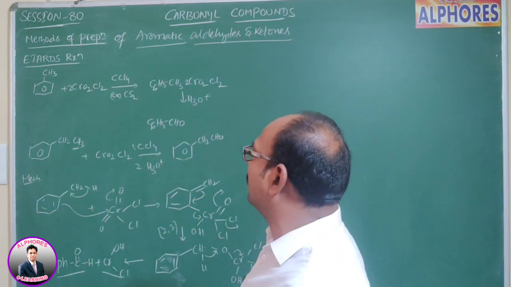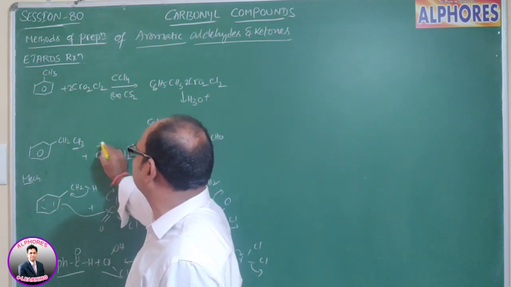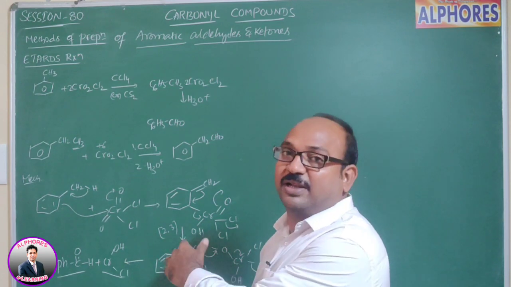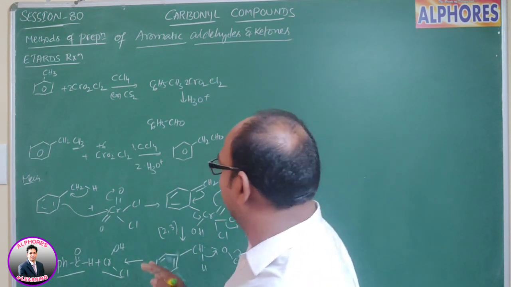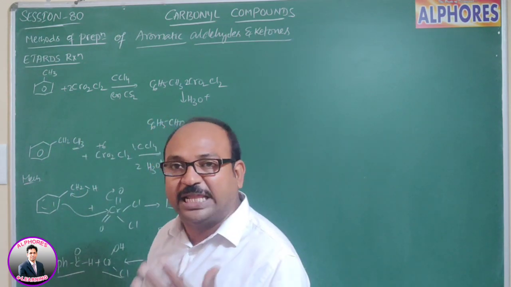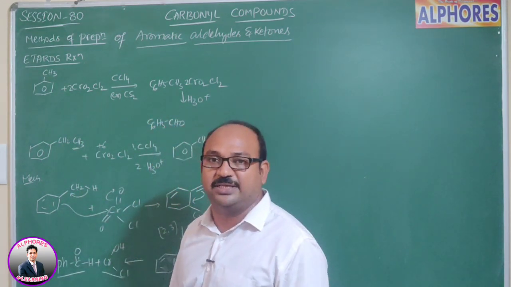So in CrO2Cl2 the chromium oxidation state is +6. Now it converts into +2. Of course this is unstable, and it further changes to +3. Fine. Here, whatever the ring-containing alkyl group, ultimately only the terminal carbon gets oxidized.